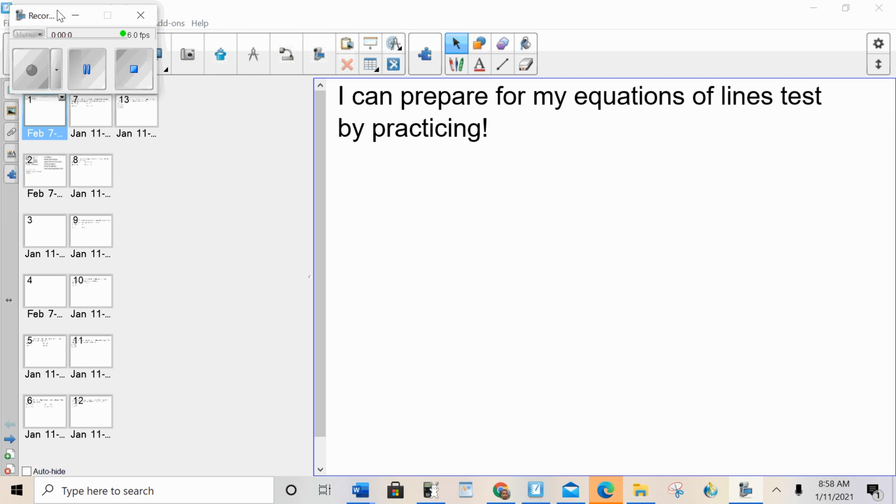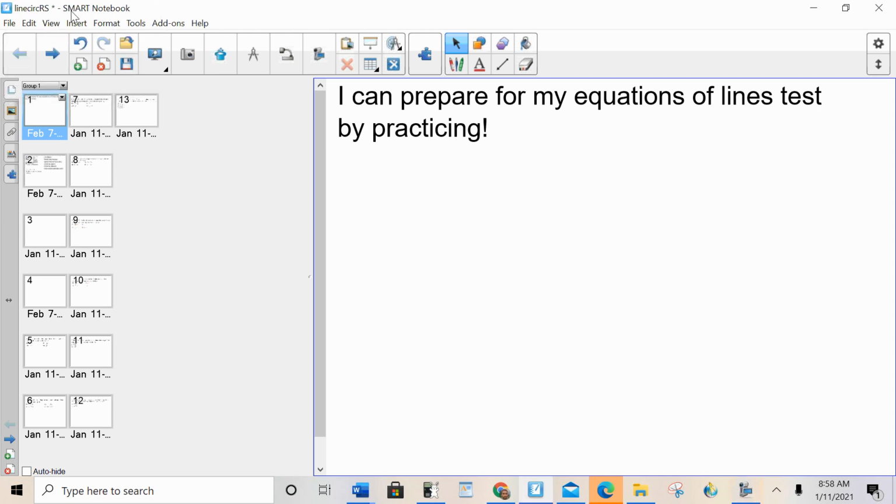Hello everybody! Today I can help you prepare for your equations of lines test by practicing. This might be the shortest test you ever take. It's a very short test. There's not a lot of topics. However, it's so important, so I wanted to really put the emphasis on the importance and make sure you practice so you can get these questions right.